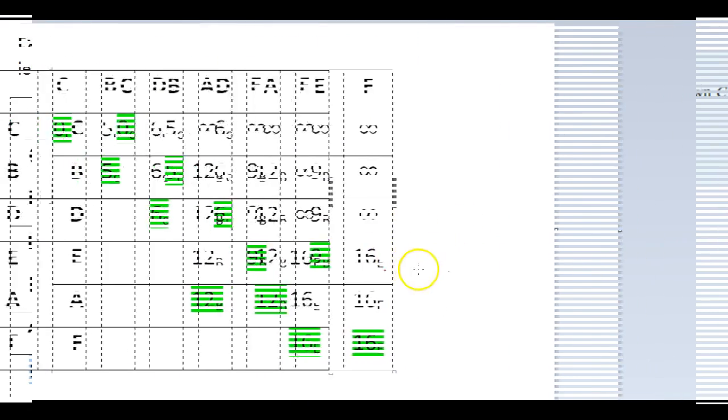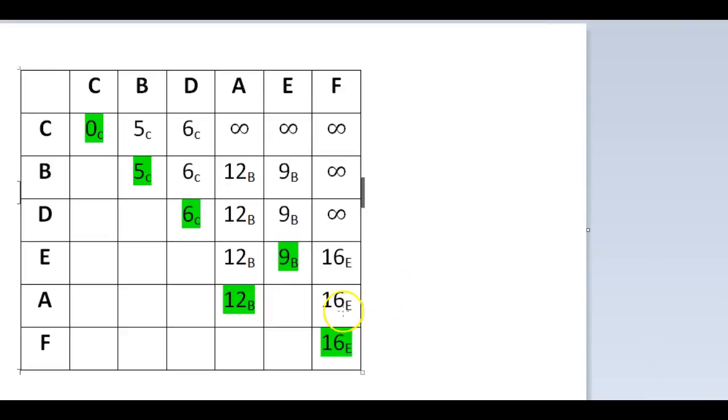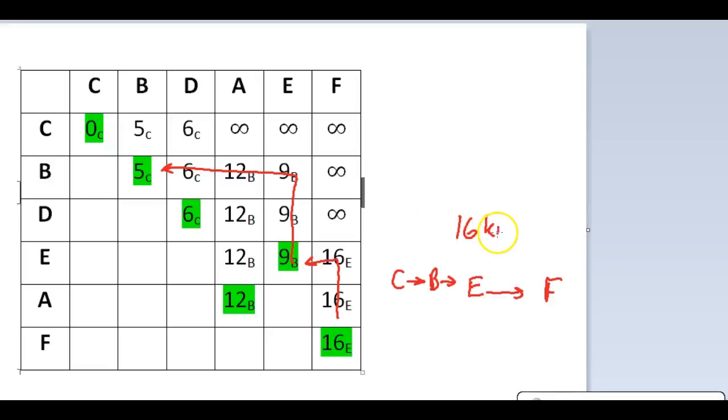So if we use this to find the shortest distance to town F, well, we start here, we work backwards, and you can see that from town F, we came from E, and then we go up here, and that came from B. We go up here and across, that's the best one, that came from C. So that shows the route that's best from C to F, and the distance of that route is 16 kilometers.